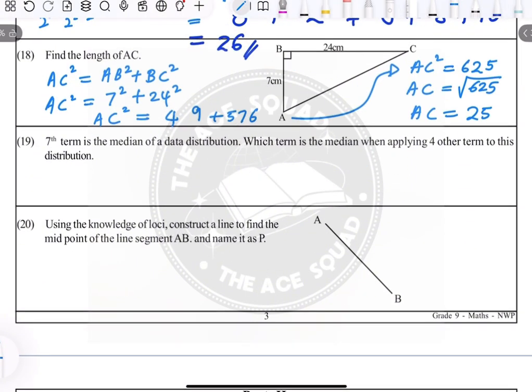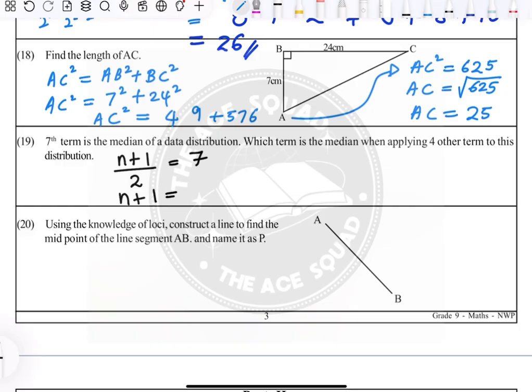Question number 19. The 7th term is the median of a data distribution. Which term is the median when adding four more terms to this distribution? So this can sound a bit tricky, while it's actually not a very tricky question. It's also a very easy question. The 7th term is the median of this data distribution. So how do we usually find the median? There is a formula, that is n plus 1 divided by 2. So for this particular data distribution, n plus 1 divided by 2 is giving us the number 7.